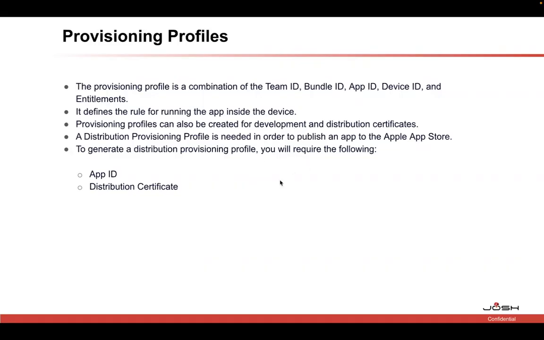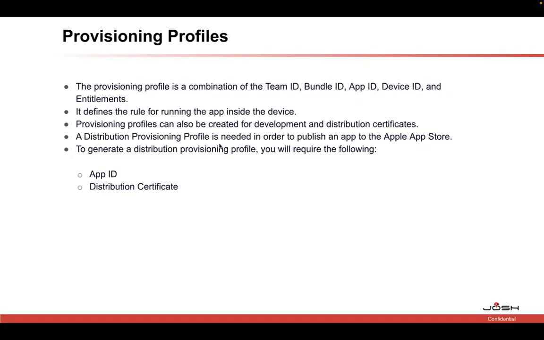So what is the provisioning profile? A provisioning profile is a combination of team ID, bundle ID, app ID, device ID, and entitlements. If you open the provisioning profile, you will get all these details in it. It also defines the role of running the app inside the device. We have different kinds of provisioning profiles, like the development provisioning profile, distribution, or ad hoc provisioning profile. As per our usage, we can create the different types of provisioning profile from the developer portal.